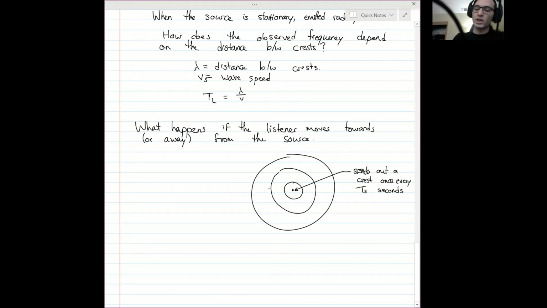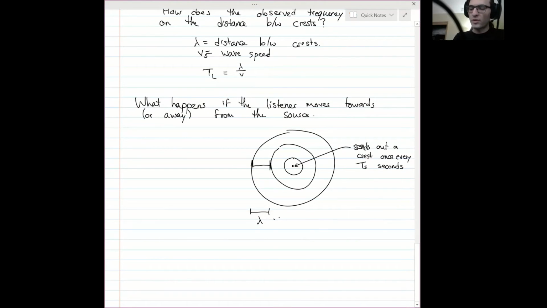Now, the wavelength, this distance here, is just as before. It is just lambda, which is v times t sub s, right? Nothing changes there. The wavelength is the same. Now, the wave speed is just determined by the medium, so it's just 344 meters per second.